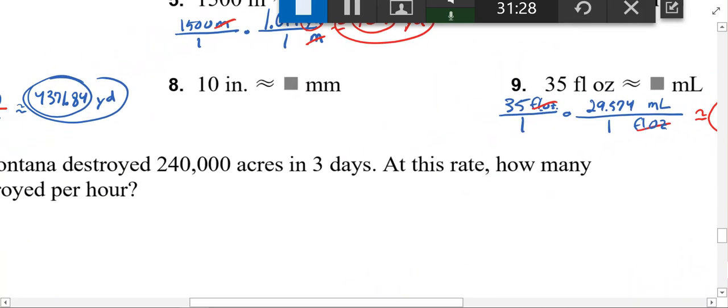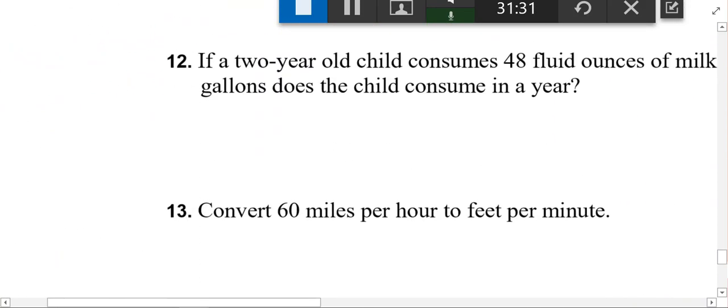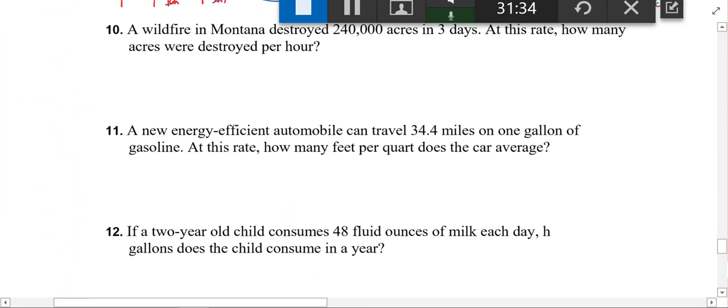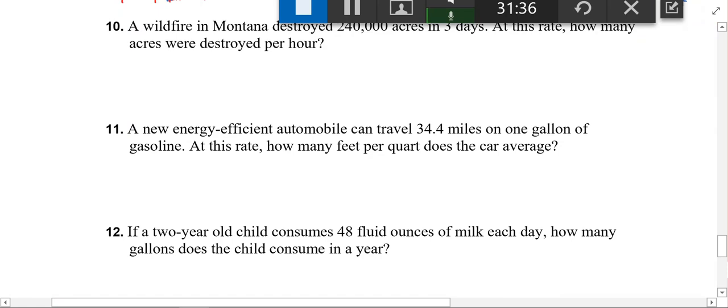Good. All right, and the last, oh, I got 2 to go here. A new energy efficient automobile can travel 34.4 miles on 1 gallon of gasoline. At this rate, how many feet per quart does the car average? Okay, so we set this up. This says 34.4 miles on 1 gallon. And then it says we want to change that into feet per quart.